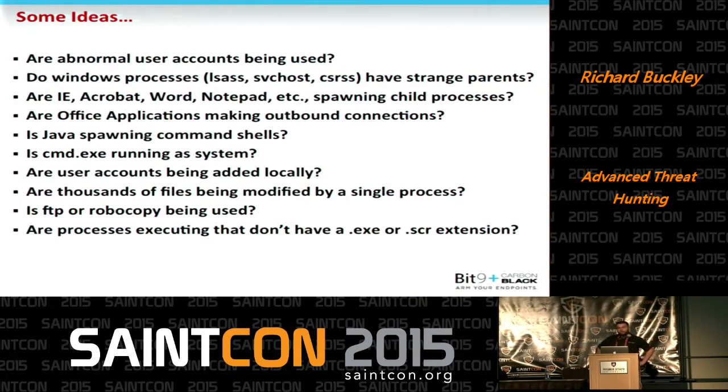So what are some things that you should be looking for that you can really only do if you collect everything proactively? Things like abnormal user accounts being used, things like LSASS, SVCHost running under a strange parent or running under a strange user context like system. Is Internet Explorer, Acrobat, Word, Notepad, all of those wonderfully securely coded programs being used to spawn child processes? Is Office ever making an outbound connection? Is Java spawning command shells, et cetera, and the list goes on. I'm going to walk through the console too to show you how, in my case, Carbon Black really does help me do this.